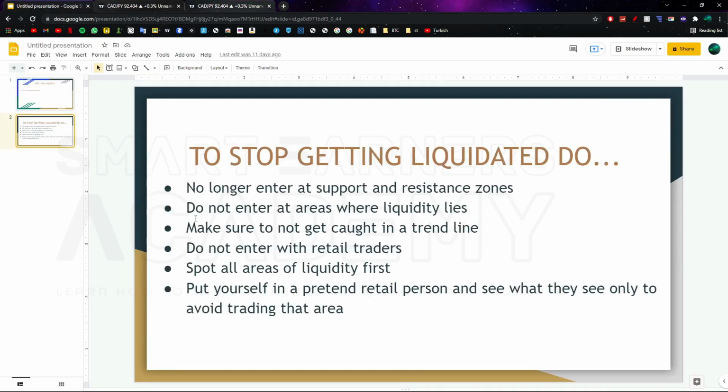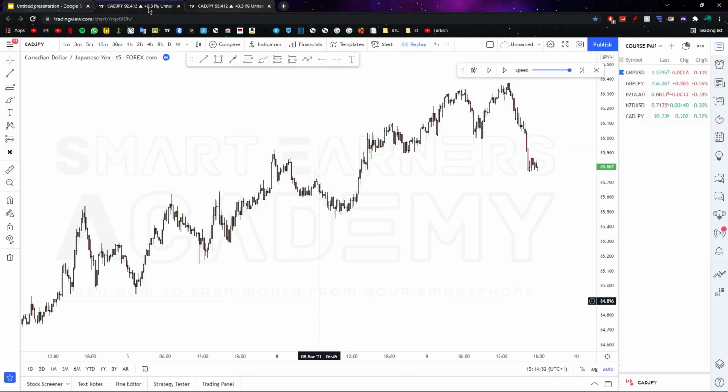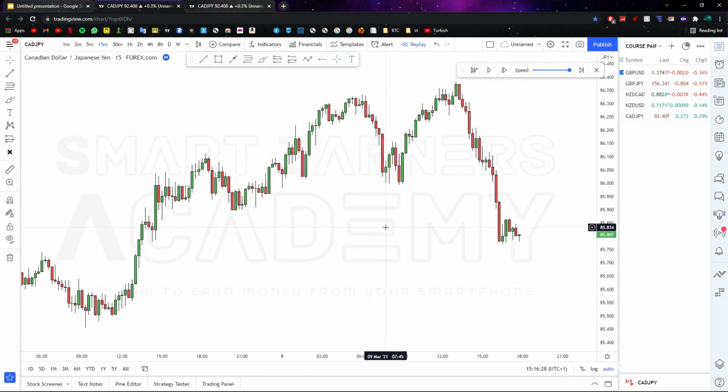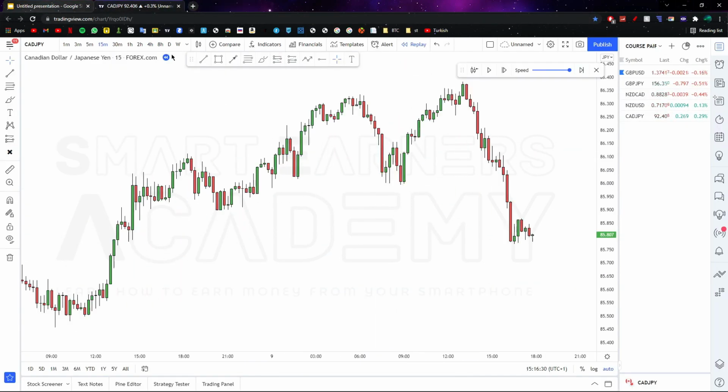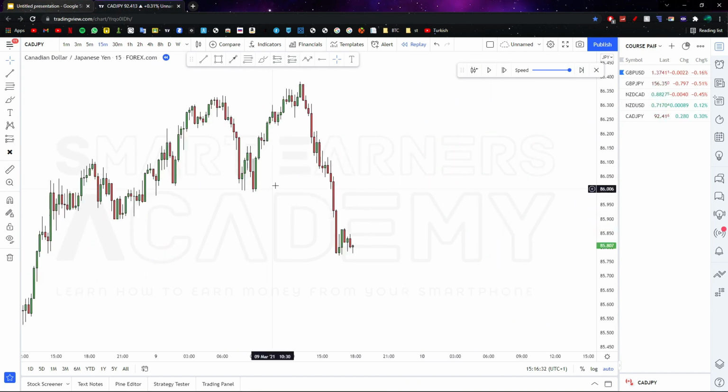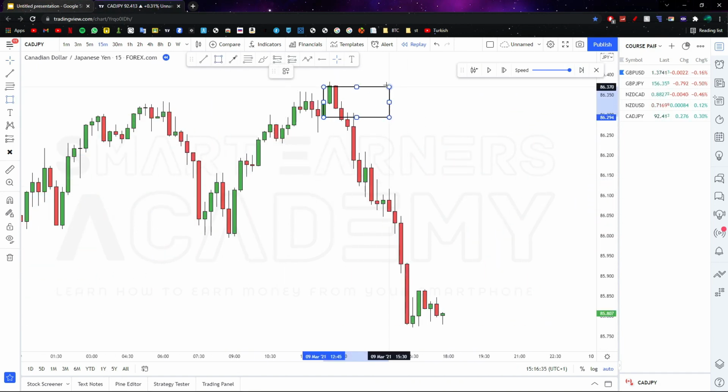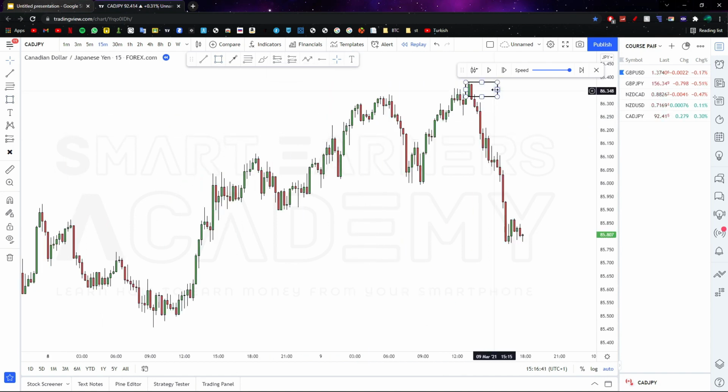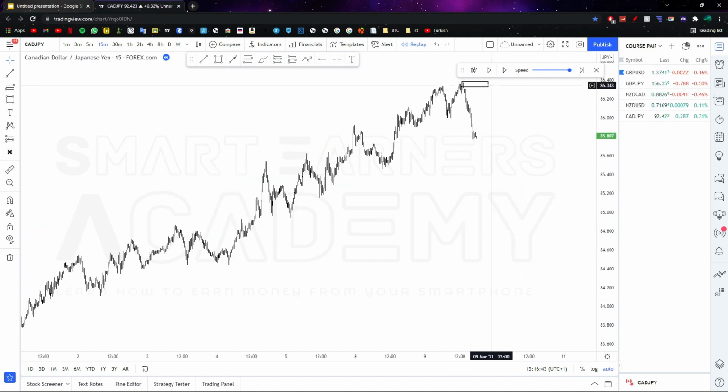Now, to not enter and get caught with trend lines is more difficult. So I'm going to show you guys an example to understand this a little bit better. So if we begin with this, right? Let's say you spotted an order block over here. And it's not a perfect order block. It does seem to be mitigated in some sense. However, let's say you were trying to enter from this order block.